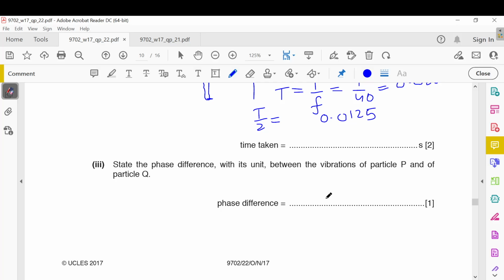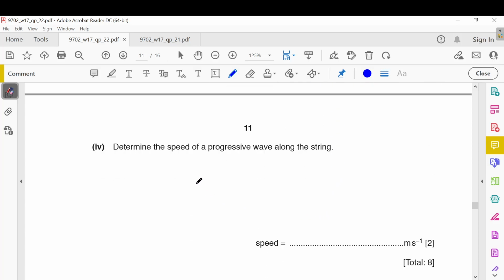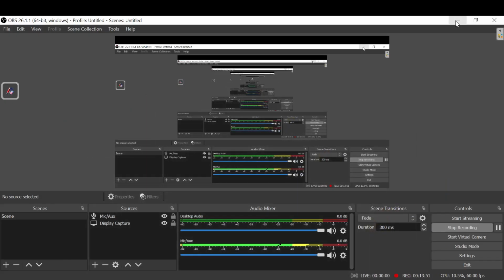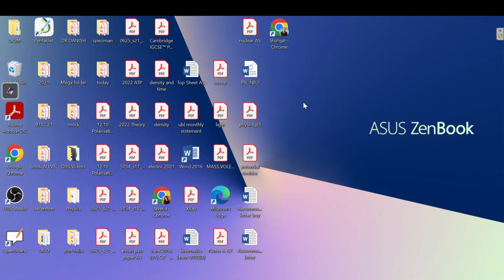State the phase difference between P and Q. I have gone through it. That is 180. Determine the speed. V is equal to F lambda. We have gone through 40 hertz. Lambda was 2 over 2.5, which was 0.8. So 40 into 0.8, you get the speed.